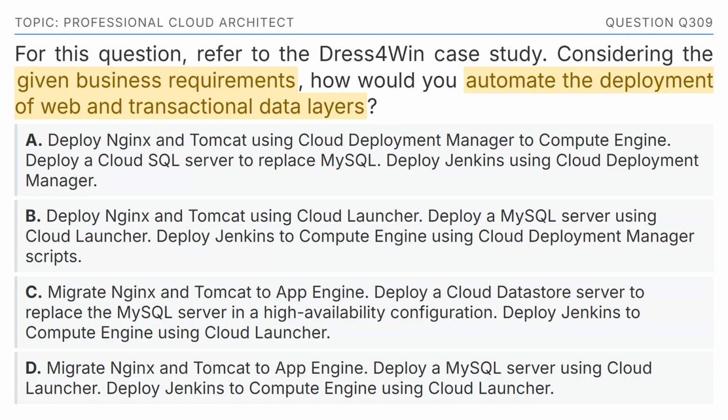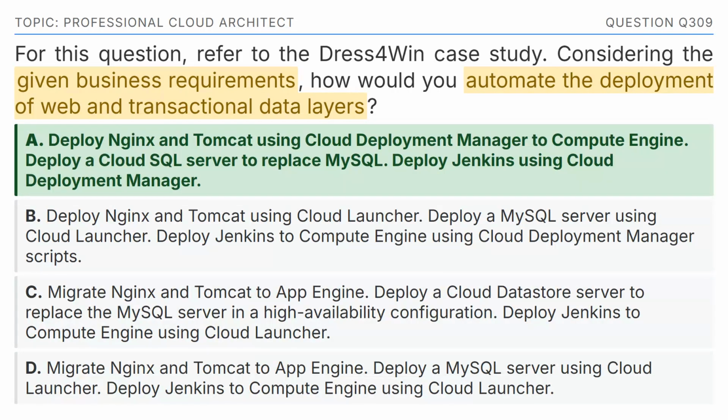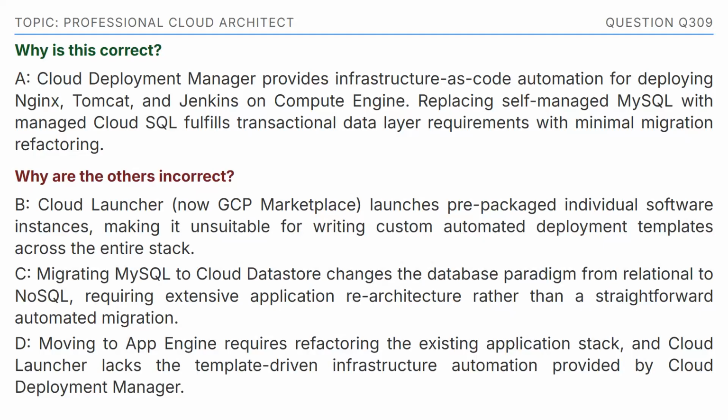To arrive at the correct answer, we focus on the keywords: given business requirements, automate the deployment of web and transactional data layers. The correct answer is option A, deploy Nginx and Tomcat using Cloud Deployment Manager to Compute Engine. Deploy a Cloud SQL server to replace MySQL. Deploy Jenkins using Cloud Deployment Manager. Why is this correct? A. Cloud Deployment Manager provides infrastructure as code automation for deploying Nginx, Tomcat, and Jenkins on Compute Engine. Replacing self-managed MySQL with managed Cloud SQL fulfills transactional data layer requirements with minimal migration refactoring.